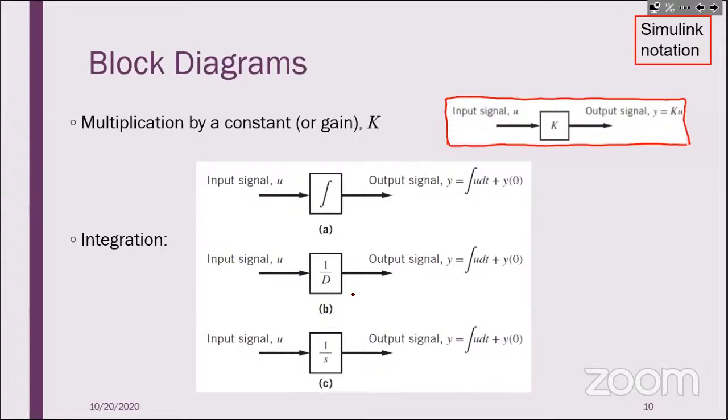We can also do integration, right? So you get an integral block. And there's 3 ways that this can be represented, right? It's either the integrand. Right? So I run my signal in, it gets run through an integrator, and the output is the integral of my input, right? If we're running it in a transfer function mode, 1 over d or 1 over s is what an integral looks like.